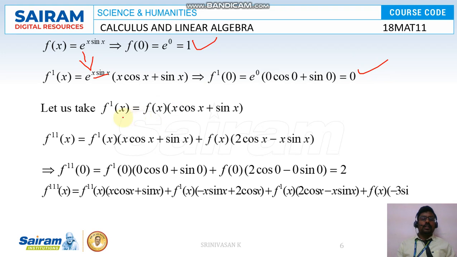And next, let us take f1 of x equal to f of x into x cos x plus sin x, because this is f of x. So now the second time differentiation.